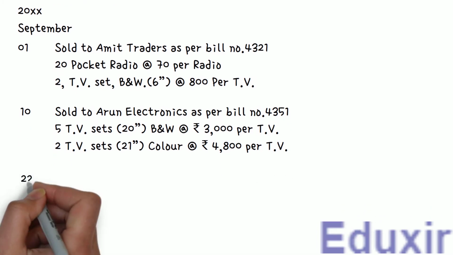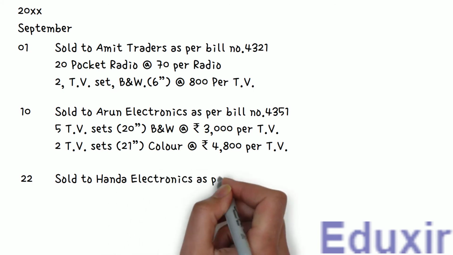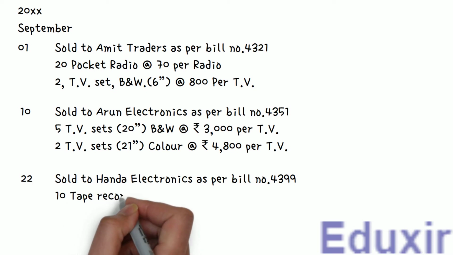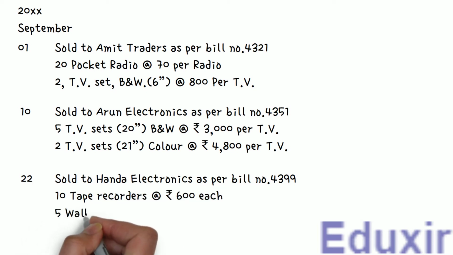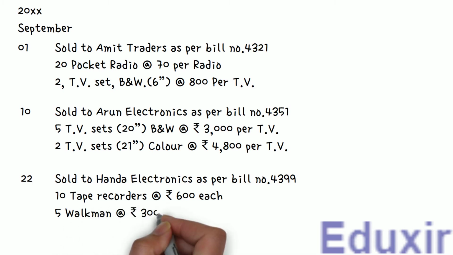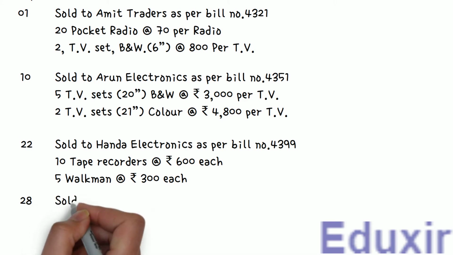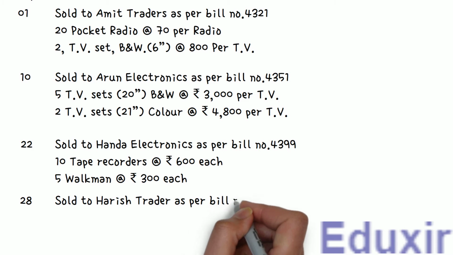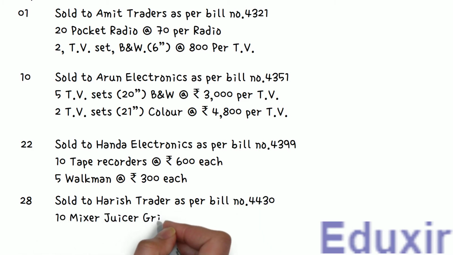On 22nd September, sold to Honda Electronics as per bill number 4399, 10 tape recorders at the rate of 600 rupees each, 5 Walkman at the rate of 300 rupees each. On 28th September, sold to Harish Traders as per bill number 4430, 10 mixer juicer grinder at the rate of 800 rupees each.